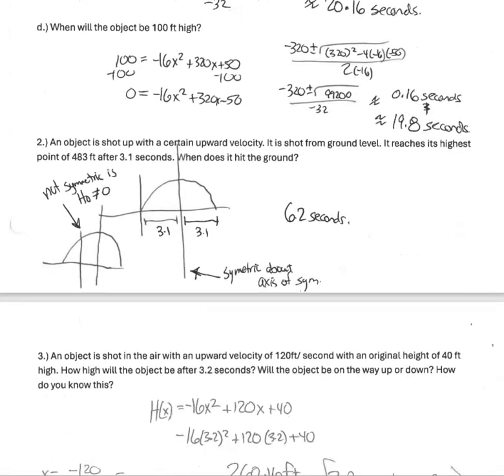An object is shot up with a certain upward velocity, is shot from ground level now, not at some random level. It reaches its highest point at 483 feet after 3.1 seconds. When does it hit the ground?